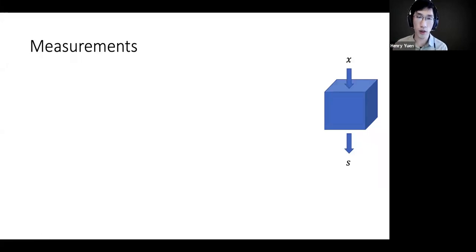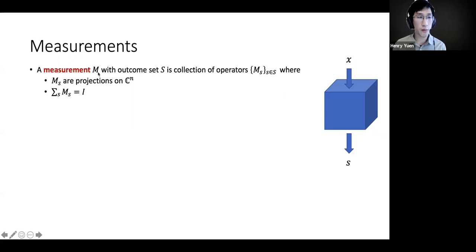But in the non-commutative setting, we're going to generalize this a bit and say that what this box is doing inside is not necessarily reading off numbers from a table, but maybe it's doing some physical process called a measurement that produces an outcome with some probability. So how do we model that? Well, let's define a measurement M with some outcome set S to be a collection of operators, M sub s, indexed by the outcomes, where each of these operators is a projection on C to the n for some integer n. So in this talk, we're only going to focus on the finite dimensional setting. And when you sum up these projections, you get the identity. Self-adjoint projections or not? Yes, self-adjoint, sorry.